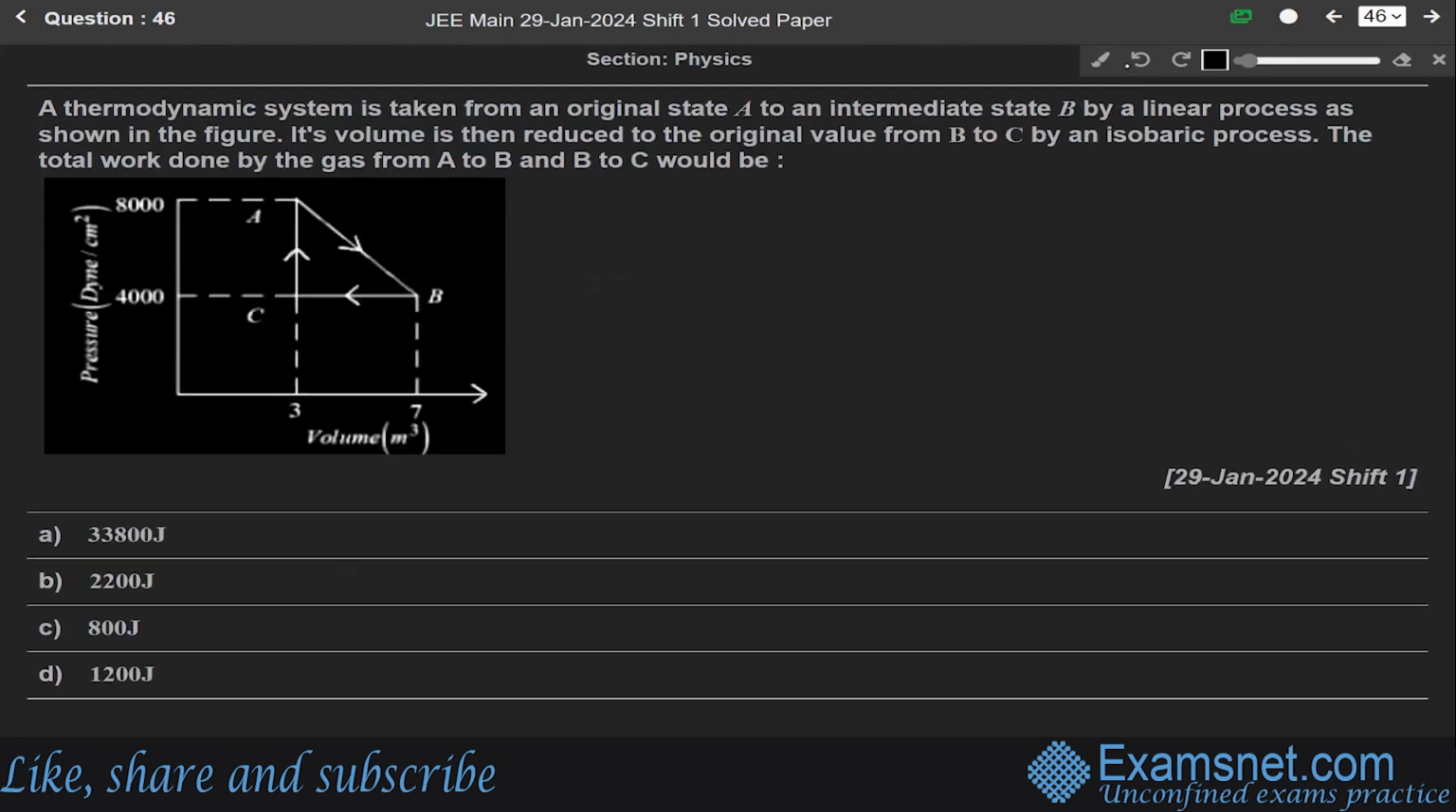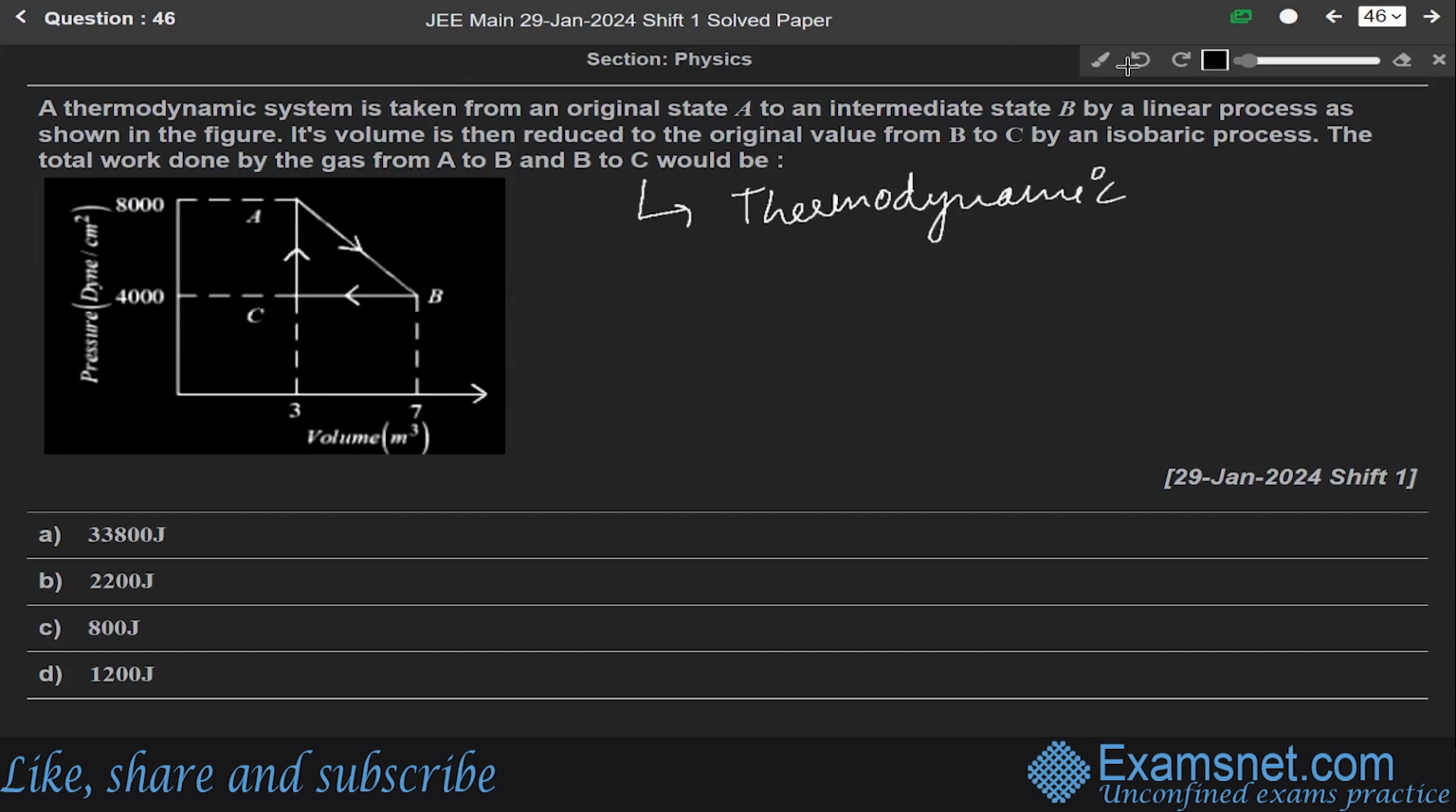Now next question 46. According to this question, a thermodynamic system is taken from an original state A to an intermediate state B by a linear process as shown in the figure. Its volume is then reduced to original value from B to C by an isobaric process. The total work done by the gas from A to B and B to C, we have to find the total work done. This question is from the chapter of thermodynamics.